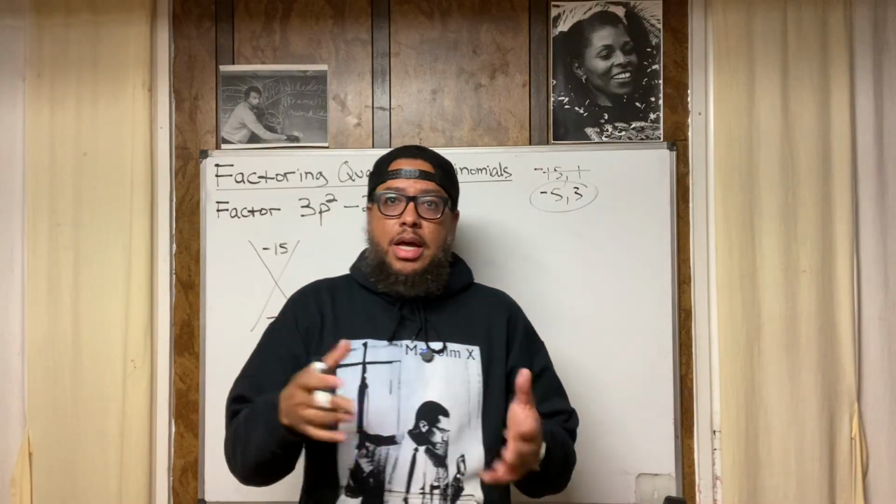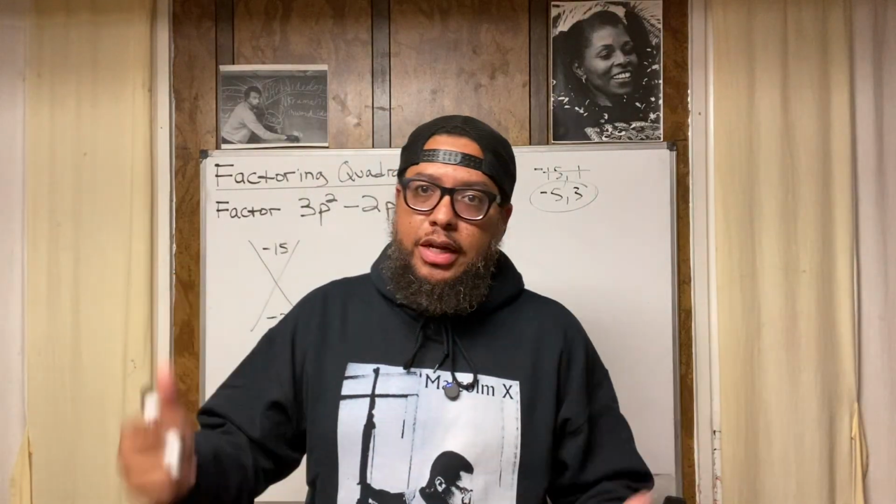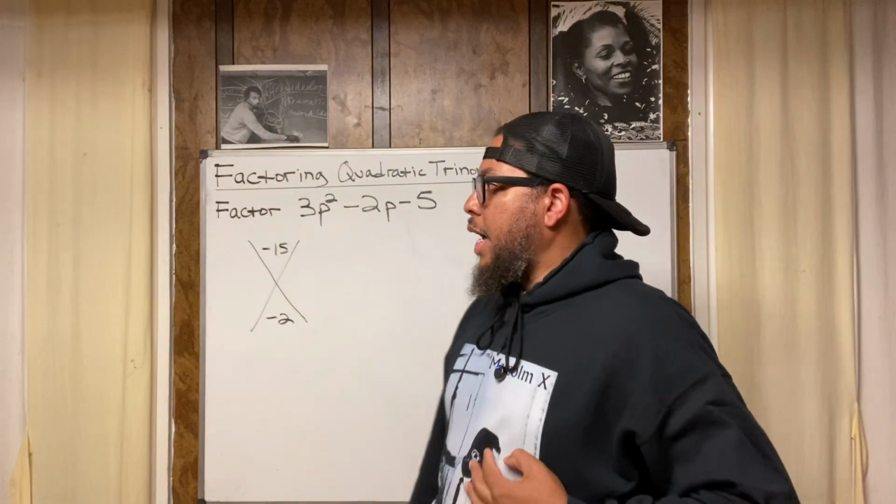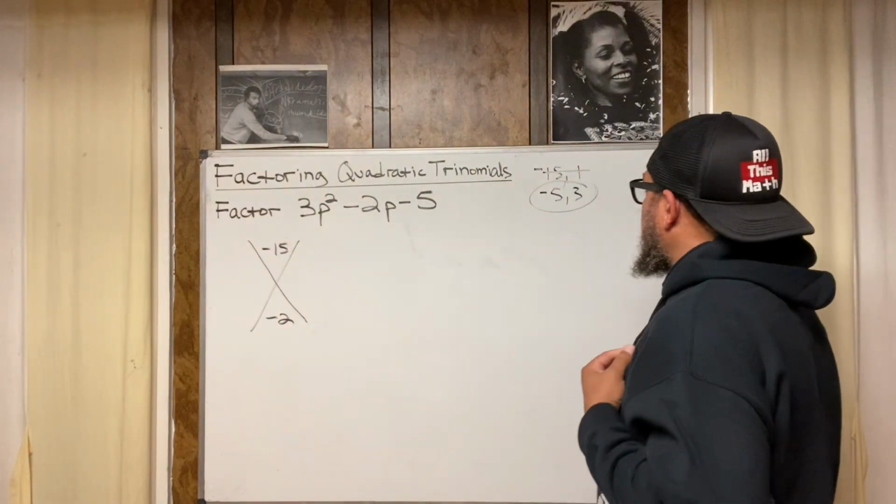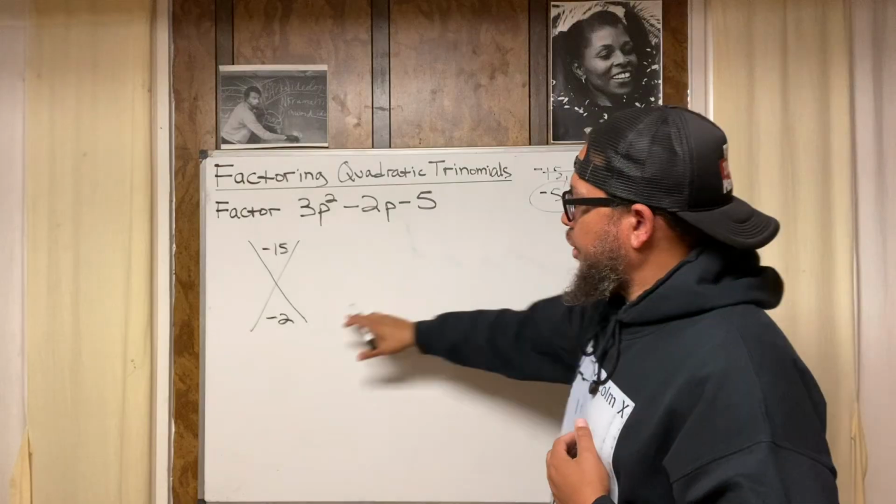I suggest using a number line. That's how I learned it back in the day, 6th grade, like 1990. You know what I'm saying? I suggest doing it that way. All right. So now, negative 5 plus 3 equals negative 2.